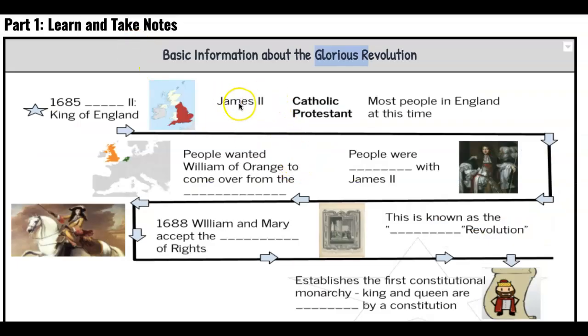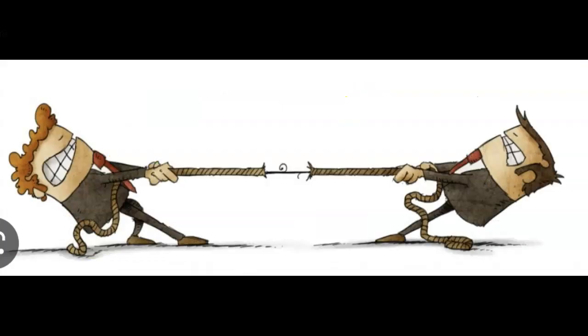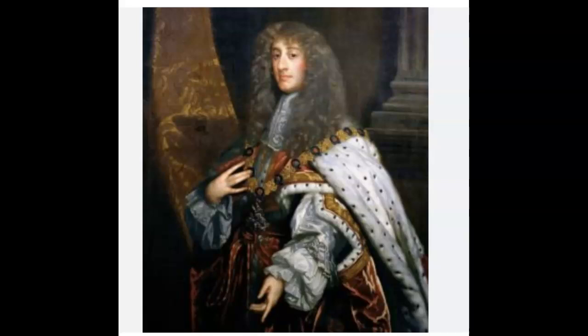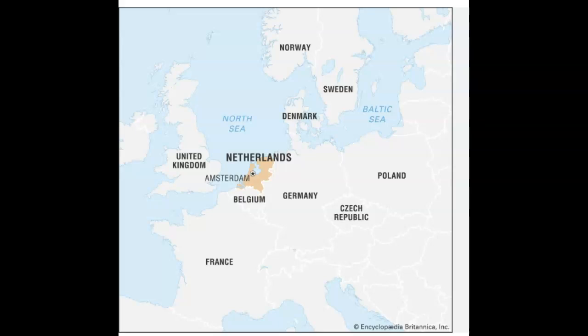So James was Catholic, and most people in England were Protestant. On your paper, you're going to circle James II, draw a line to what he was, and from most people at this time, draw a line to what they were. This disagreement about religion, Protestantism versus Catholicism, really caused a lot of tension. People were so unhappy with James that they called for James's son-in-law, William of Orange, who was from the Netherlands, to take over. And William of Orange was Protestant.